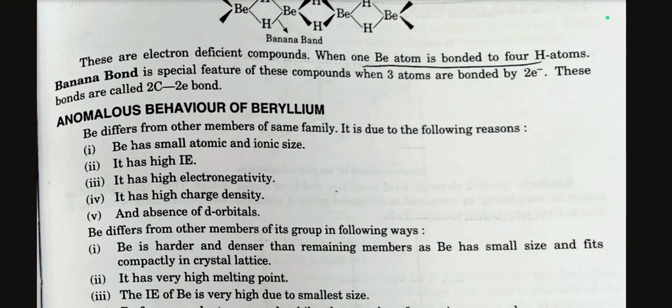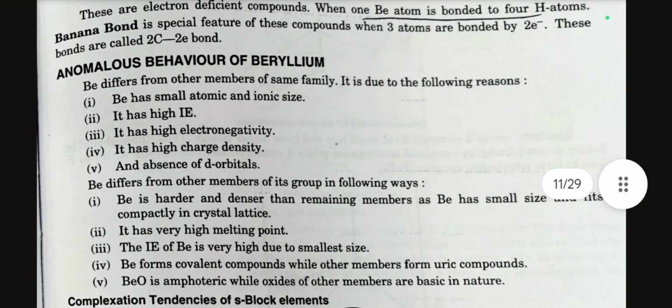When 3 atoms are bonded by 2 electrons, these bonds are called 3 center 2 electron bonds. Anomalous behavior of beryllium. Beryllium differs from other members of the same family. That is due to the following reasons. Beryllium has small atomic and ionic size. It has high ionization energy. It has high electronegativity, high charge density and absence of d orbital.